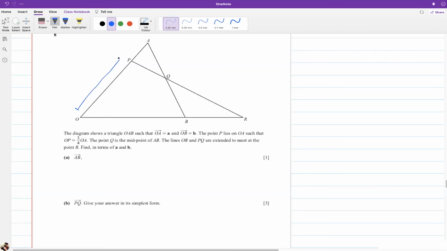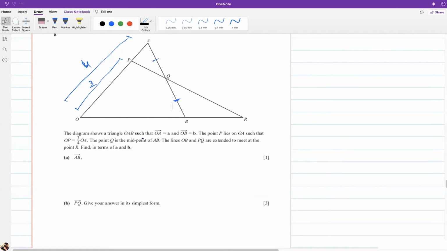So basically, this thing is 3/4 of this thing. So it's a 3 and 4 ratio. यह इनकी ratio है. Again, this is not the magnitude, this is the ratio. The point Q is the midpoint of AB. So AB का midpoint है, तो मतलब ये हिस्सा और ये हिस्सा एक जैसा.